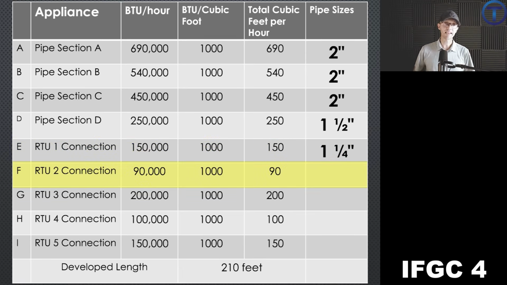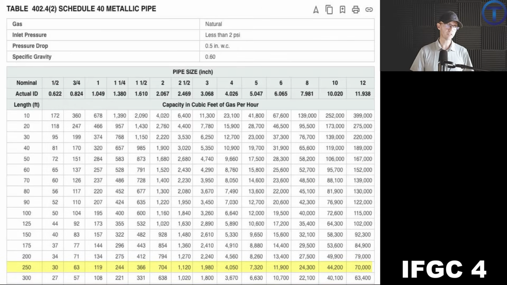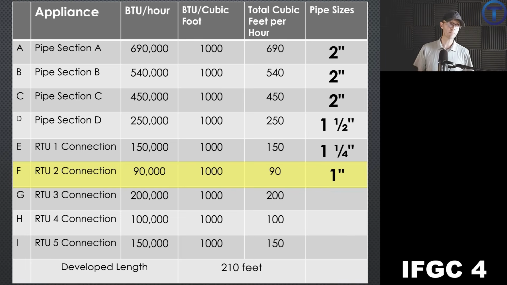This time we have 90,000. We come across the bottom with our 90. We're on row 250. It's more than 63. It's less than 119. So I'm going to stay in that column, go to the top, and I find this is a 1-inch pipe. We can run a 1-inch pipe over to the rooftop unit number 2.